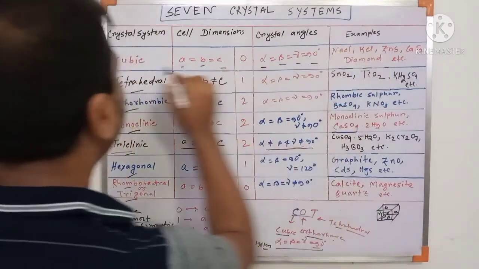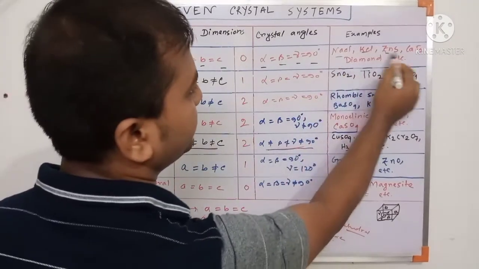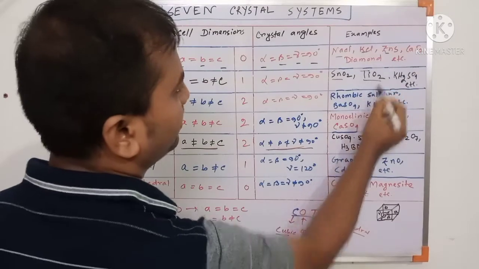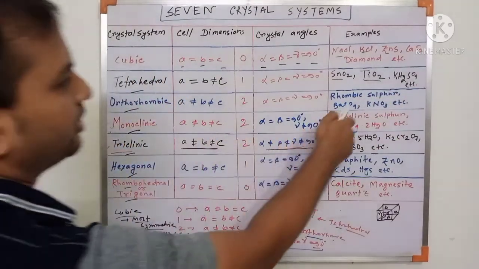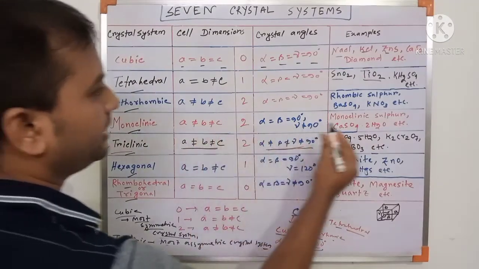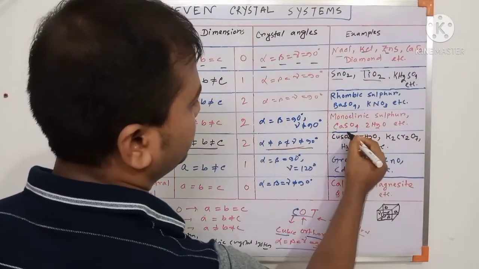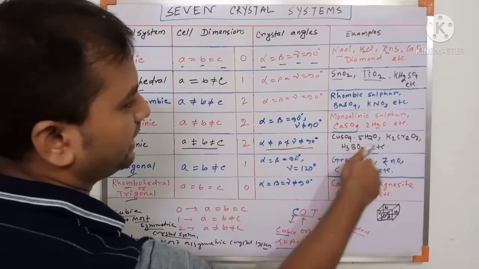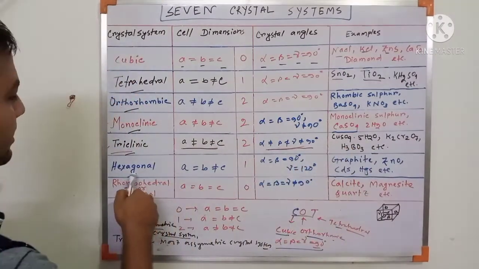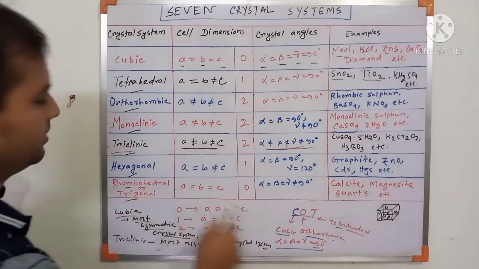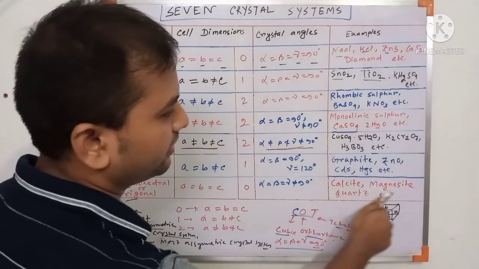Now examples: in the cubic system, NaCl, KCl, ZnS, etc. Tetragonal: tin oxide, TiO2, etc. Orthorhombic: rhombic sulfur, barium sulfate. Monoclinic: monoclinic sulfur, calcium sulfate 2H2O, etc. Triclinic: copper sulfate 5H2O. Hexagonal: graphite, zinc oxide. Rhombohedral: calcite, magnesite, quartz, etc.